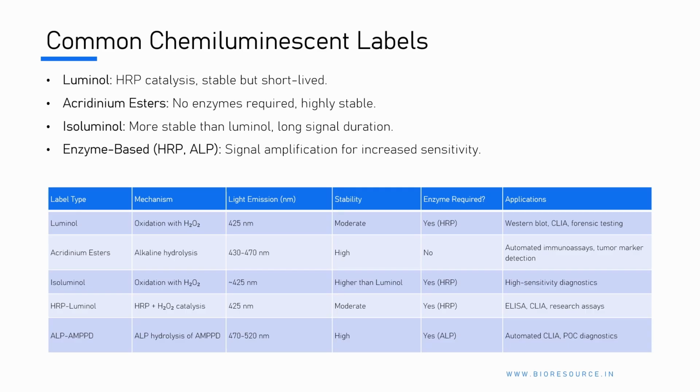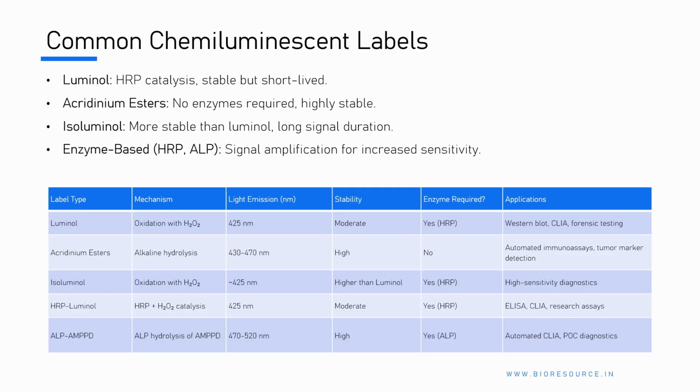Coming to the acridinium esters, they emit light when they undergo alkaline hydrolysis triggered by hydrogen peroxide in the basic solution. The oxidation reaction generates an excited state that releases energy as intense chemiluminescence. The wavelength range is 430 to 470 nanometers. The advantage is that there is no need for enzymes, making them faster and more stable than luminol based systems. They have a high quantum yield, producing a strong, long lasting signal.